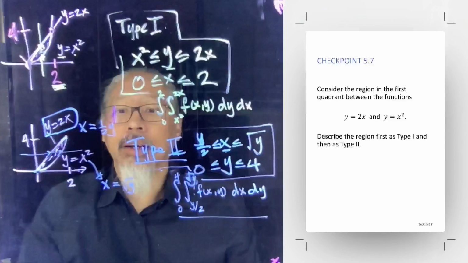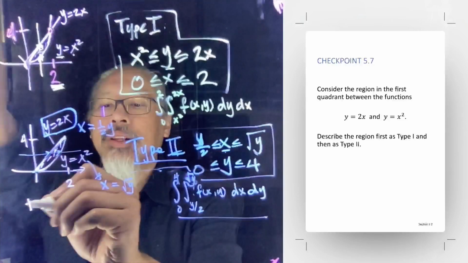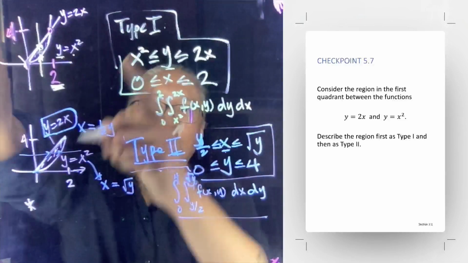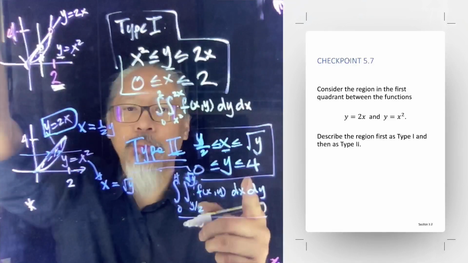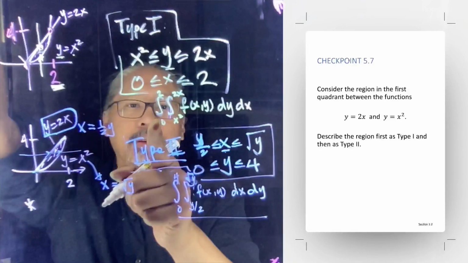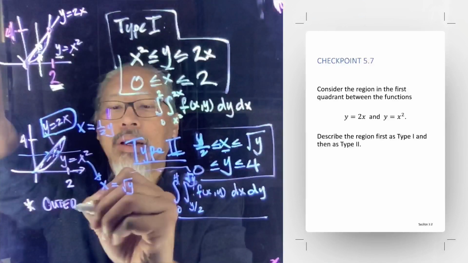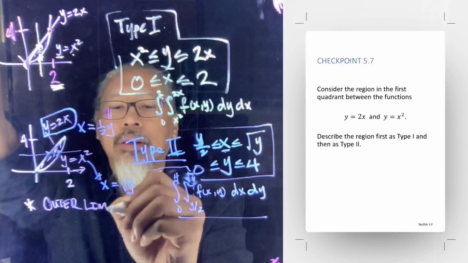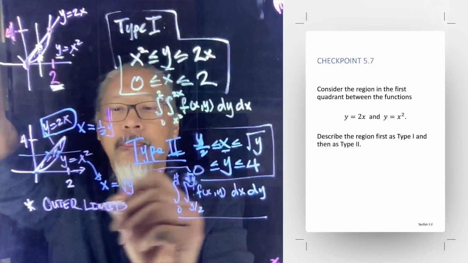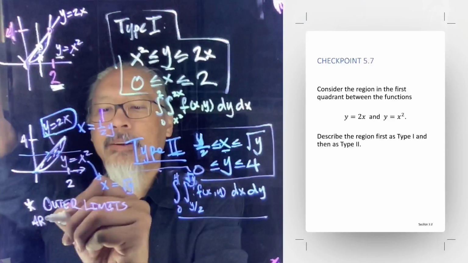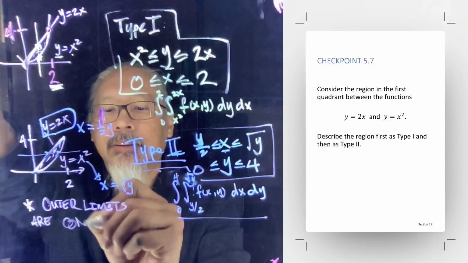All right, I do want to make a big point to say that however we set up our integral, type 1 or type 2, the outer limits always have to be constants. Outer limits are constants.